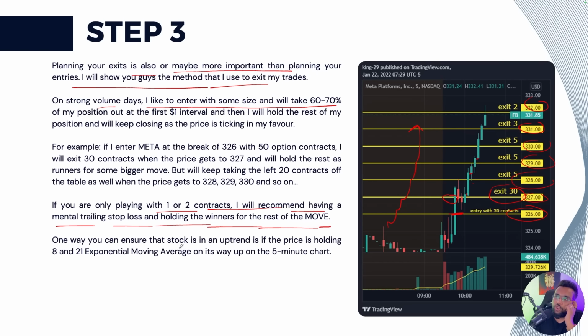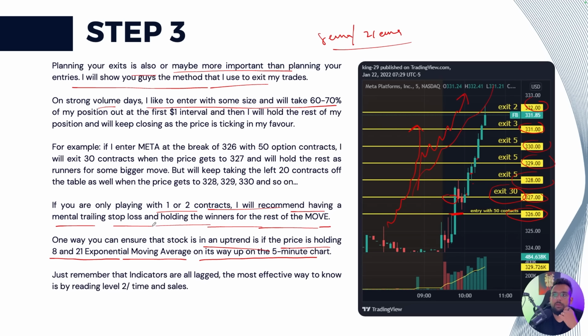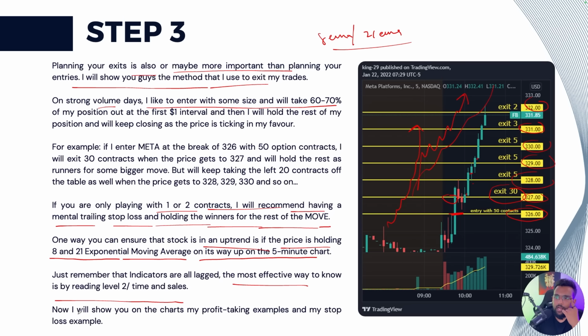One way you can ensure that the stock is in an uptrend is if the price is holding the 8 and 21 EMA on the 5-minute chart. If it's holding the 8 EMA or 21 EMA on a 5-minute chart, that's what I like. See what I'm saying? Just remember, the indicators are all lagged. The most effective way to go about it is reading level 2 and time and sales. Now, I'll show you how to read the chart, the whole thing, man.